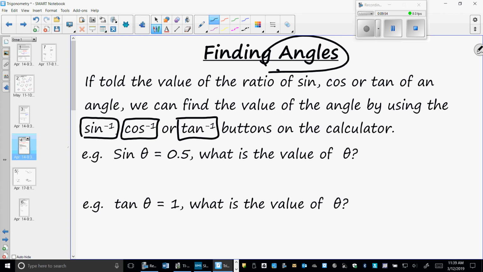If you're looking at your baby calc, you will see that they're all in yellow on top of the normal sine, cos, and tan. And if you're using your big calc, when you press that trig button, you will see them there as well.